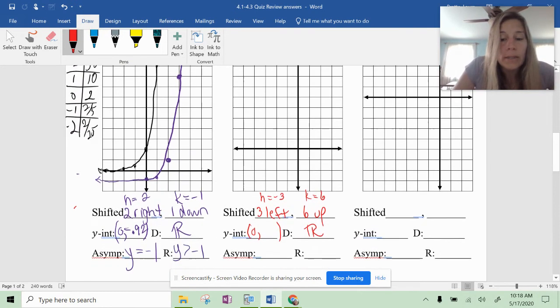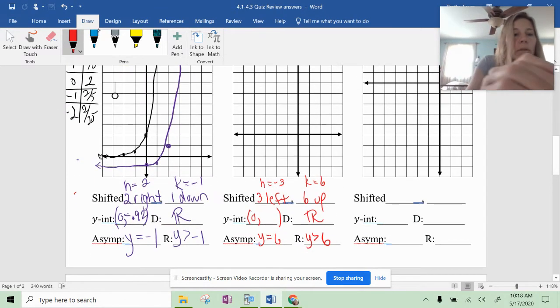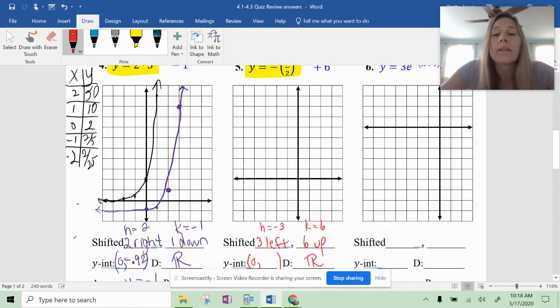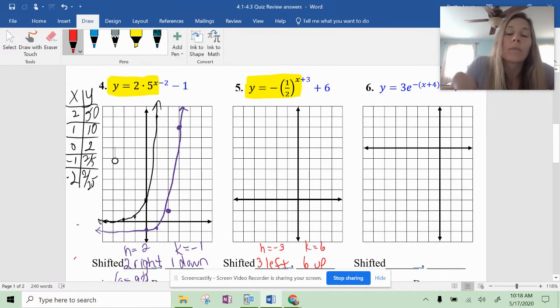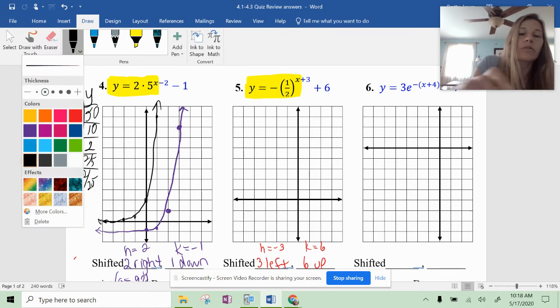The k value is 6, so my asymptote will be y equals 6, and my range will be y is greater than, or no, wait, is it a negative there? Yeah, it's a negative, so it's less than 6. Okay, and then putting in the 0, I'll just see what happens when I do the graph, because sometimes it just shows up on the graph, and then I don't have to do that extra work.